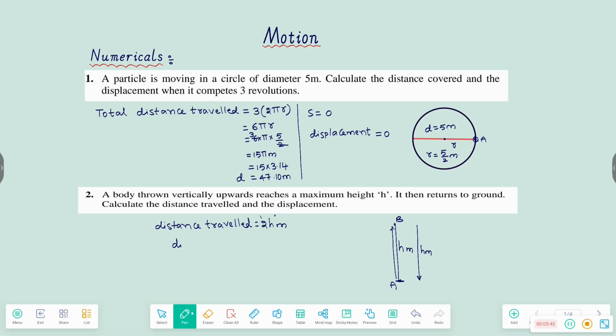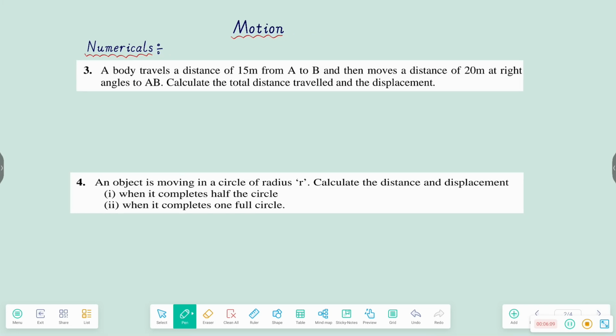And whereas displacement, you can guess what is displacement in this case, because again the final point and initial point coincide with each other. Where it started, again it came to the same place, so displacement is 0. In both the cases, first and second problems, displacement is 0 and distance is different. In the first case 47.10, second case 2h meters. Hope you understood this. Now let us see a few more.